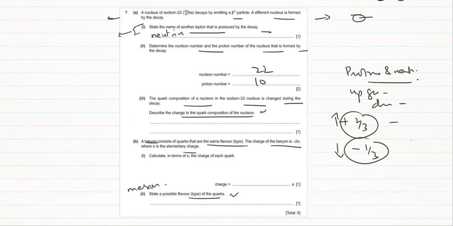Let's have a look now at the question. Describe the changes to the quark composition of the nucleon. It is just an up changing to a down. A baryon consists of quarks that have the same flavor. The charge of the baryon is -2e. For the down quark, it is -1/3. So in terms of the charge of each quark, it becomes -2 multiplied by 1/3, so -2/3.